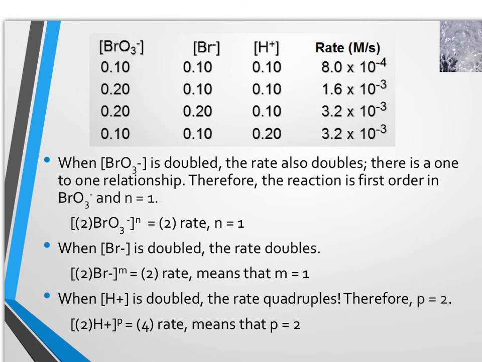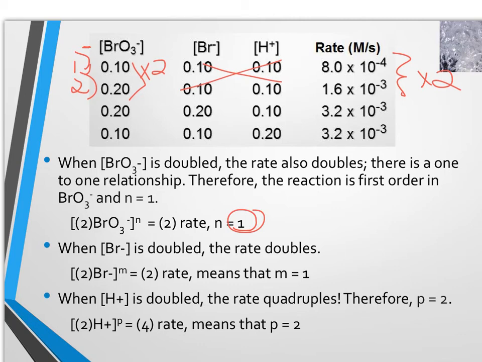All right, so let's take them one at a time. For the bromate ion, I want to pick an experimental run that changes the concentration of bromate but keeps the others constant. So I'm going to compare experiment 1 to experiment 2. The bromate concentration doubles. These stay constant. And the rate doubles. That tells me that it is first order with respect to bromate.